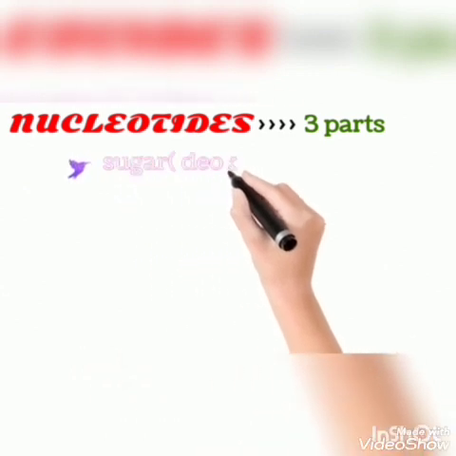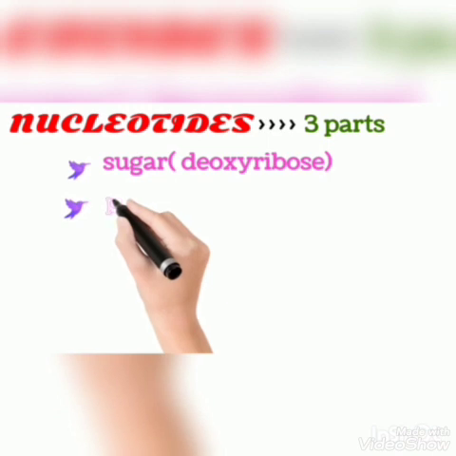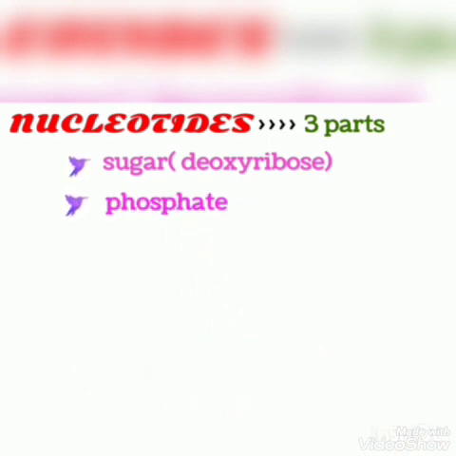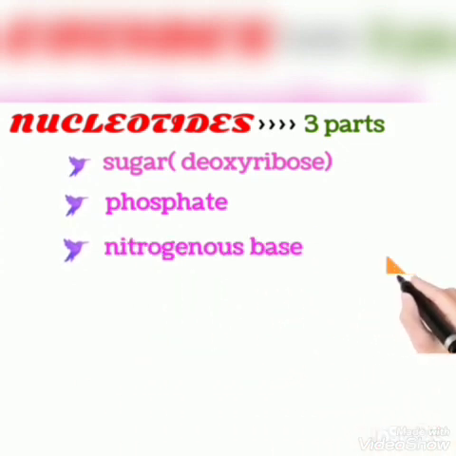Nucleotide consists of three parts. They are sugar, that is deoxyribose, phosphate group, and a nitrogenous base. These are the three parts of nucleotides. Now I'll show you the structure of a single nucleotide. Here we move on to the structure.